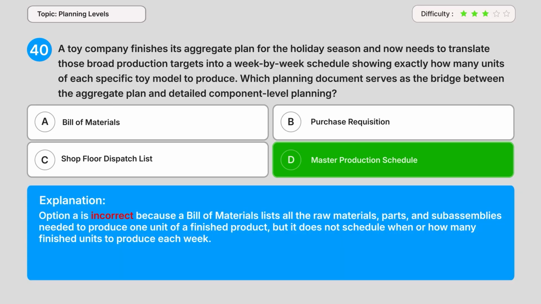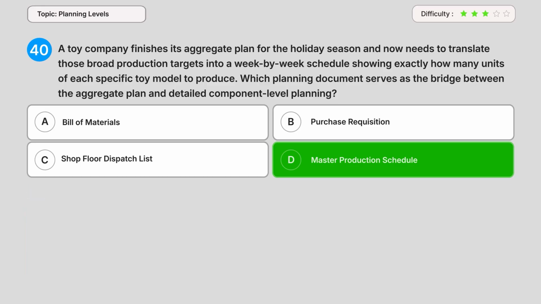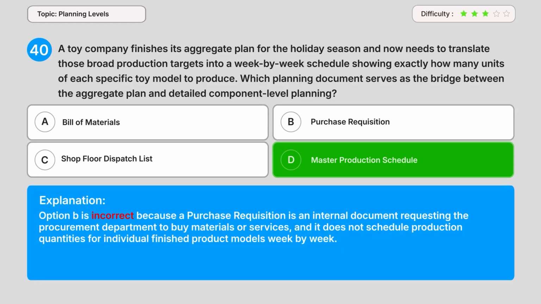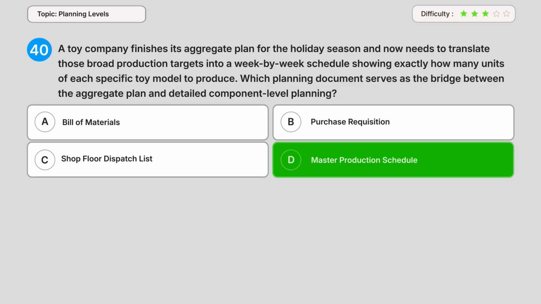Option A is incorrect because a bill of materials lists all the raw materials, parts and sub-assemblies needed to produce one unit of a finished product, but it does not schedule when or how many finished units to produce each week. Option B is incorrect because a purchase requisition is an internal document requesting the procurement department to buy materials or services, and it does not schedule production quantities for individual finished product models week by week.